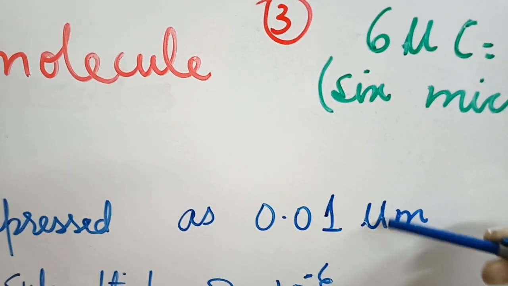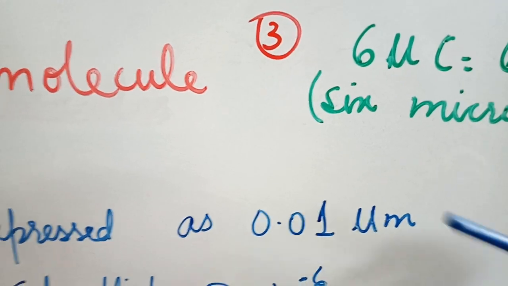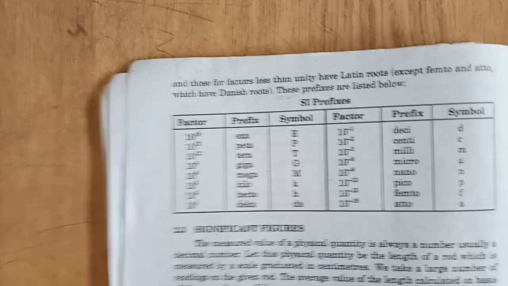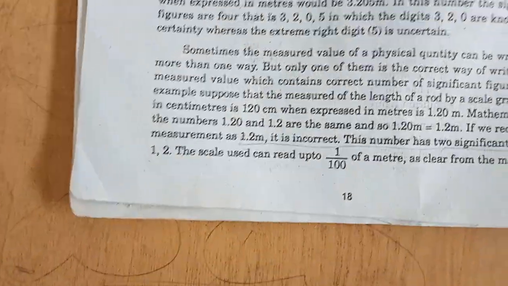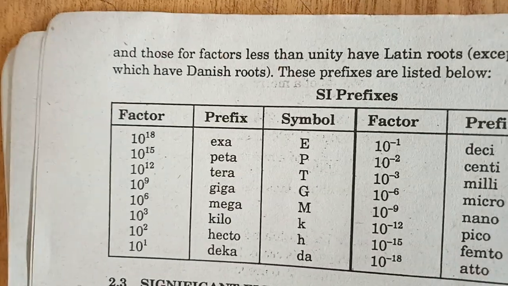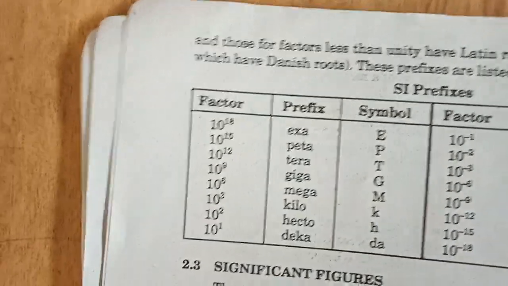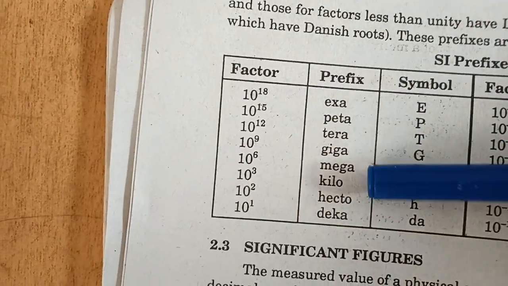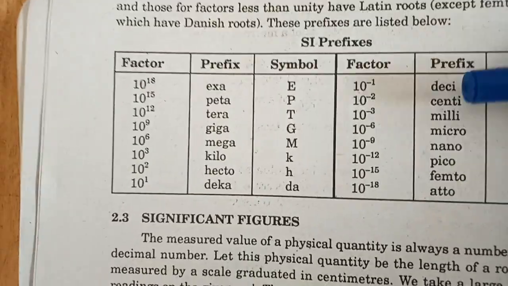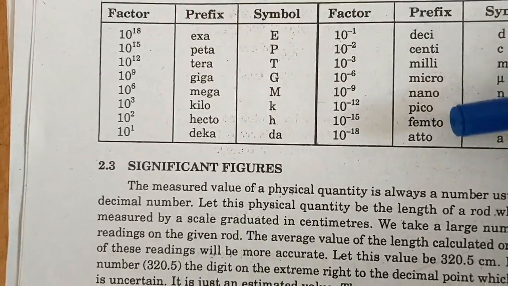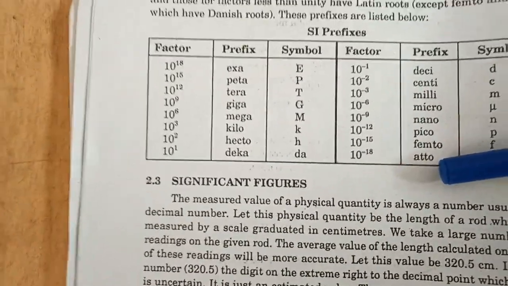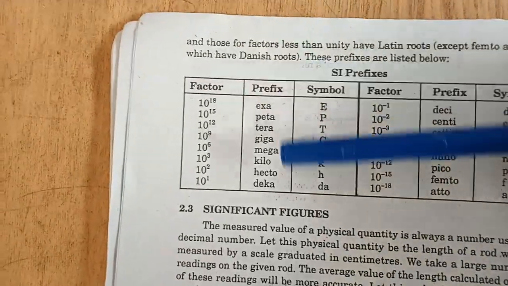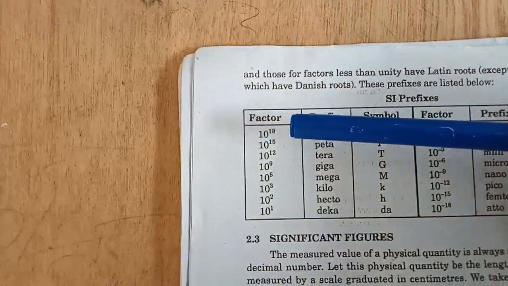Now I must show you the chart here. That's what I mean to say. Here you can see the chart of prefixes on page number 18. Open that page. Yes. Here you can see different prefixes like exa, peta, tera, giga, mega, kilo, hecto, deca, deci, centi, milli, micro, nano, pico, femto, atto. These are the prefixes and they have some specific factor.